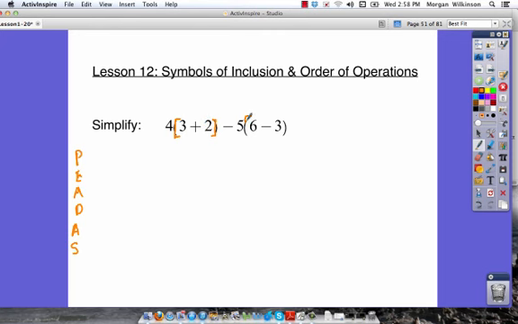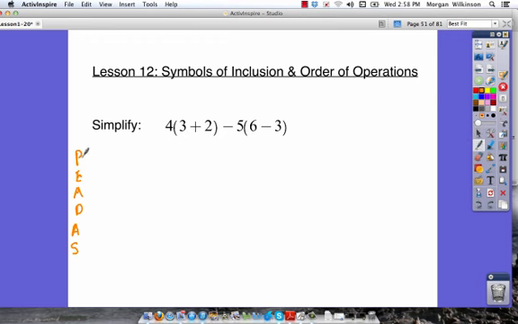Then we also have braces, okay? Braces are another type of symbol of inclusion that you may see as we work through some of these problems. These are the most common 3 types of symbols of inclusion that we have. Now I'm going to undo those because we're going to work through this problem with the correct order of operations.